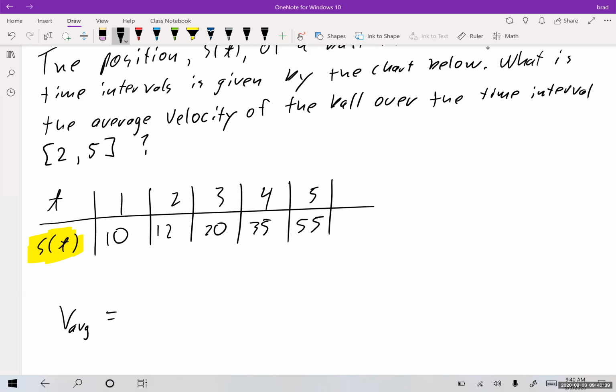Okay, and you guys know that the velocity is the change in distance over time. But if we're going to find the average, then we're going to find the change in distance over the change in time. And this is how we can find our average velocity over this interval.